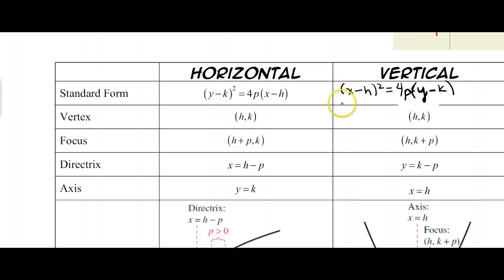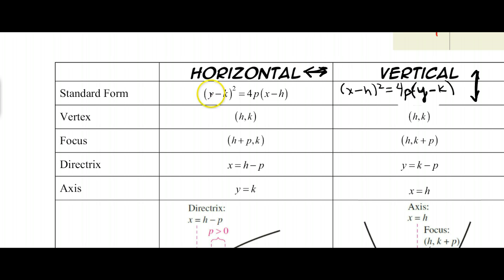So here's our standard forms. You should have made this correction over here in your notes because there was a typo there. For a horizontal parabola, notice that the y term is squared. That's different than algebra. And over here, the x squared is term. That's vertical, opens up and down. Okay, up and down. And this is horizontal, opens left and right.